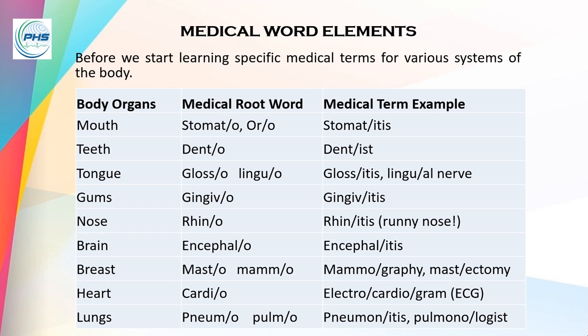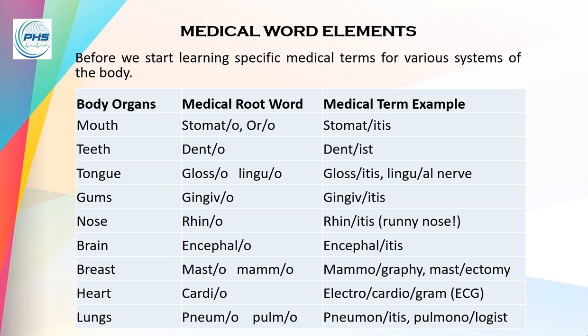The body organ mouth, the medical root word is oro and stomat. The medical term example is stomatitis. Stomatitis is inflammation of the inside of the mouth. Body organ teeth, the medical root word is dent, and the medical term example is dentist. A dentist is a doctor who specializes in teeth, gums, and the mouth.